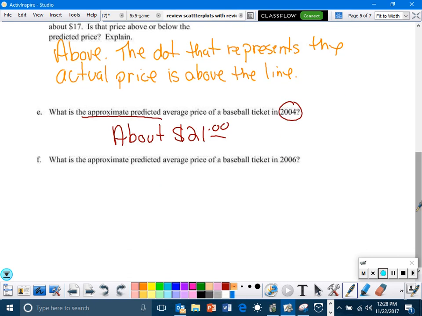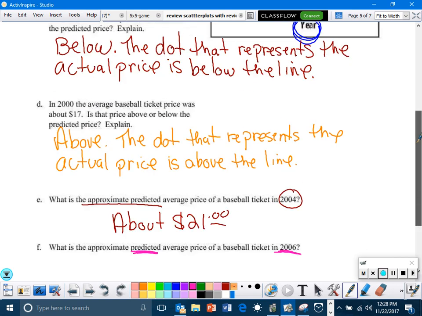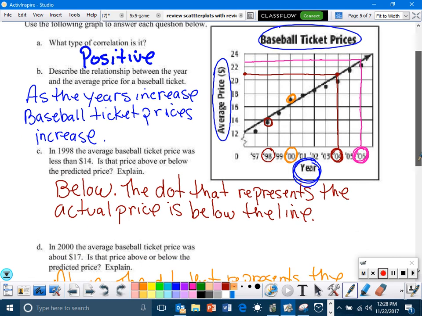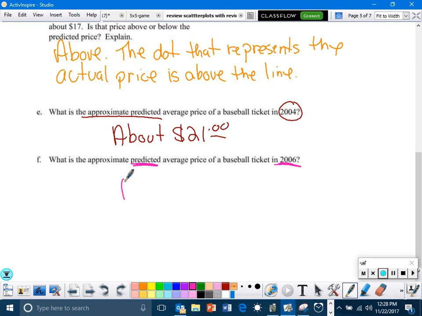Next question. What is the predicted average price for a baseball ticket in 2006? All right, so again, I'm going to go up to my graph. Here's 2006. I'm going to go up to the line, and I'm going to go across. Looks like about $23 to me. All right, moving on.